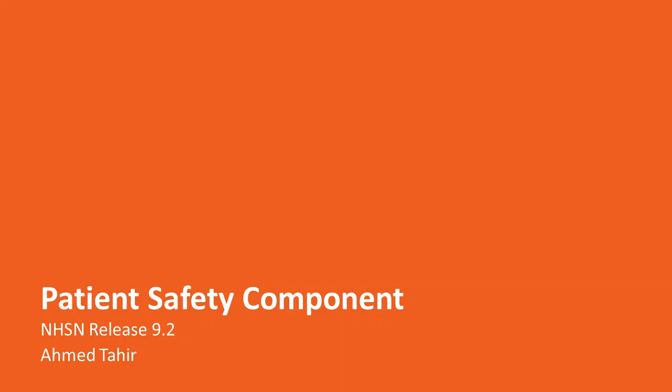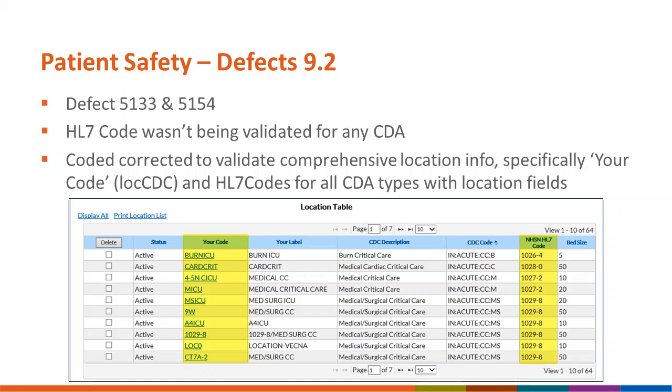So I'll get into the new release, 9.2. Next slide. We'll start with a couple of defects that we corrected in 9.2, 5133 and 5154. We found out that the HL7 code wasn't being validated for any CDA, and different CDAs had different validation paths. So we have corrected this so that the application validates both the HL7 code and the your code.